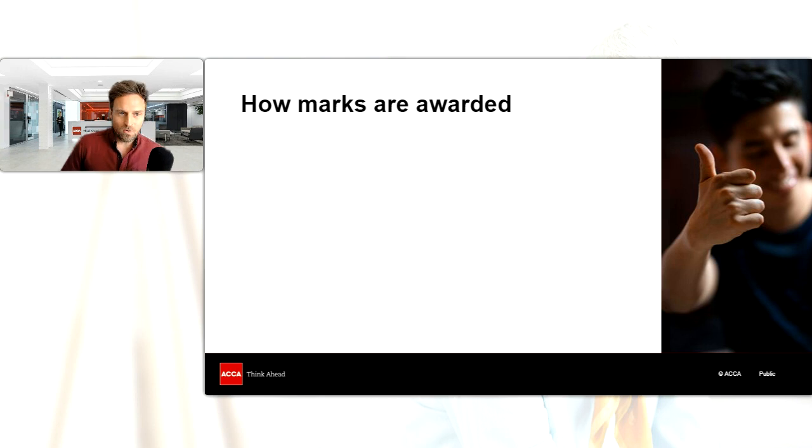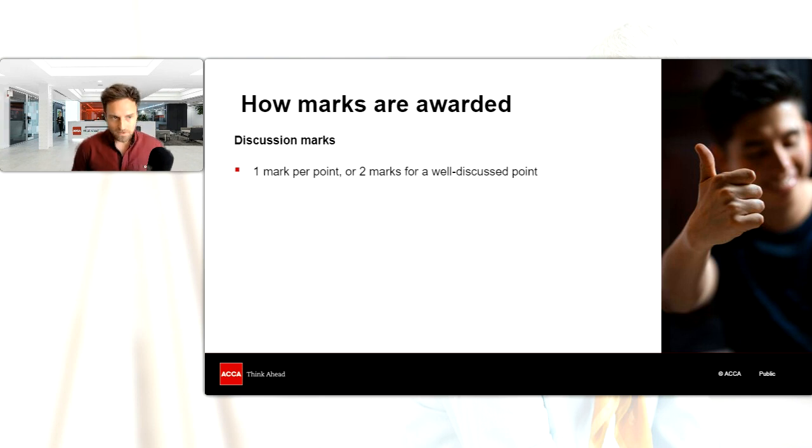Now, in terms of how marks are awarded, for discussion points you are looking at roughly a mark per point. That's a really good basis to go with for this. Sometimes if you've had a really well-discussed point that's in a bit more detail, you might get 2 marks, but it's safe to assume you're looking at about 1 mark per point. So if you get a 6-mark discussion requirement, I would aim for 6 short, concise paragraphs with spaces in between. Obviously, that's related to the company and related to the industry, as we just discussed.